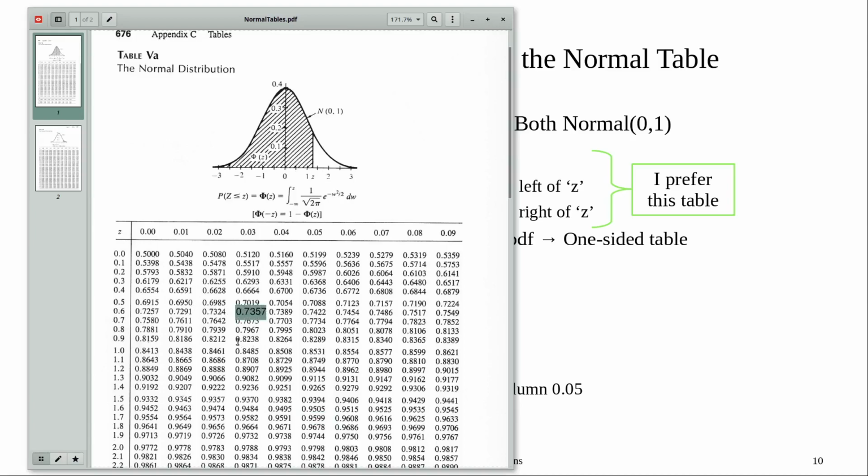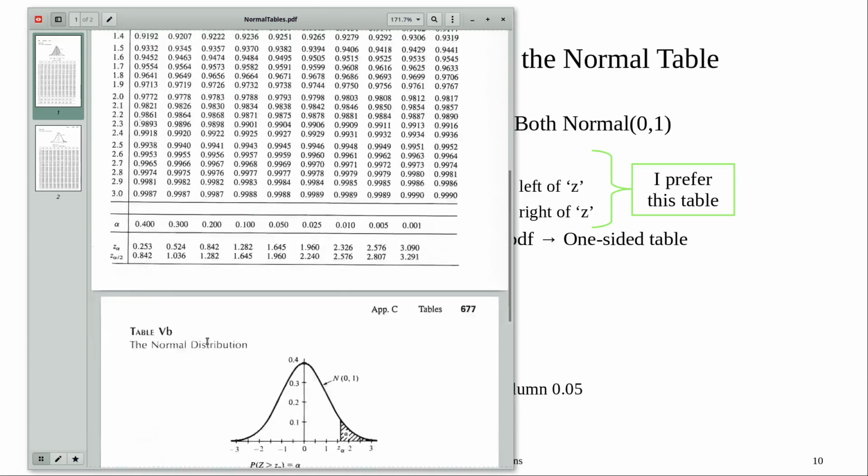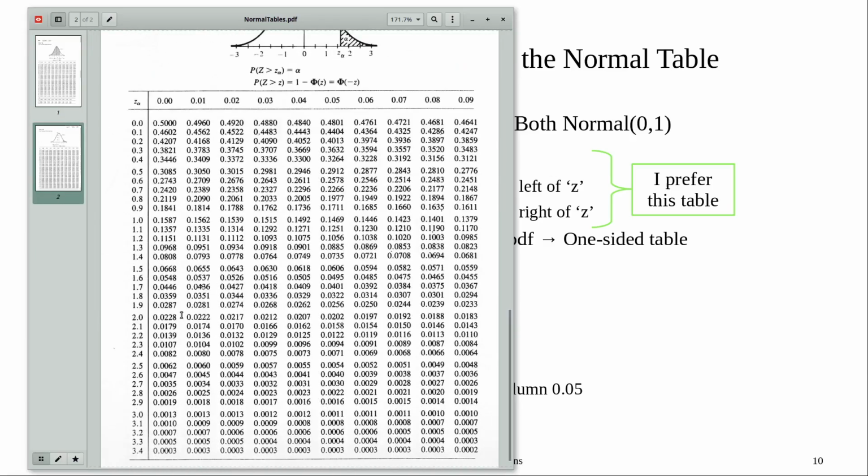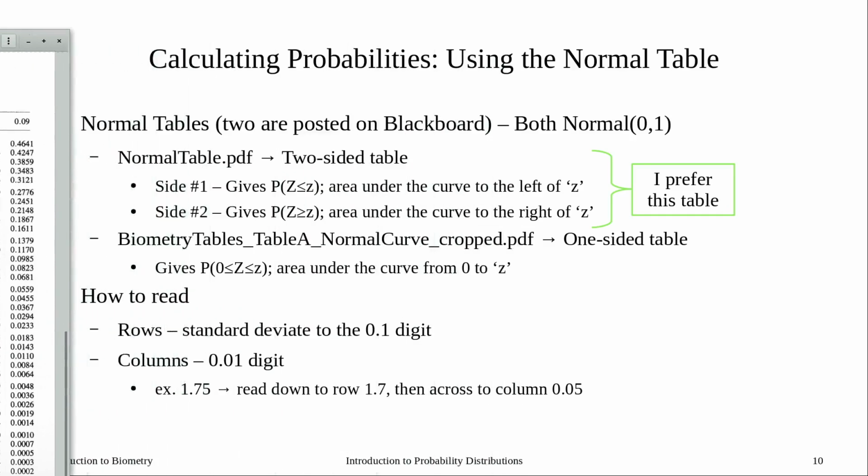Alright, if we wanted to know 0.63, well, it's 0.6, and then we go to 0.03. So that's our 0.63. And it's the same on this side too. So if we wanted 2.66, we go 2.6, and then we go to the 0.06 across here, and that's our area to the right of 2.66. We'll get some practice.